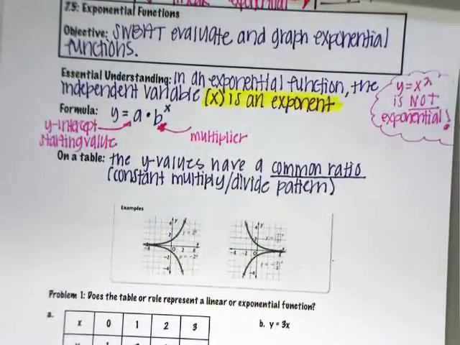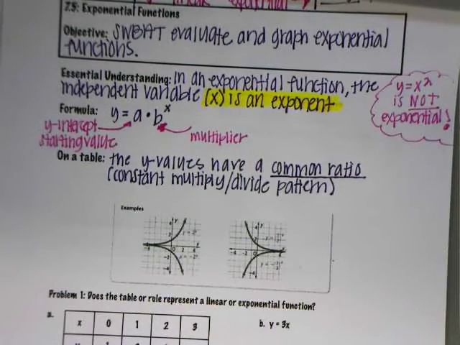And that's going to be in the y values. If it's a constant add or subtract pattern, which would be a common difference, then it's linear. It's going to make a straight line. So it's always in the y values.